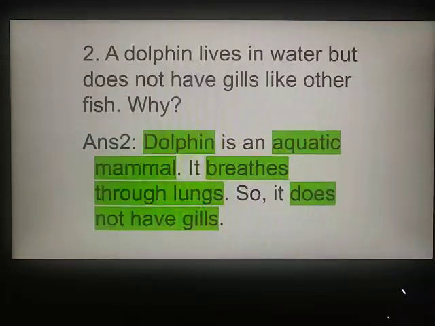Second question is, a dolphin lives in water but does not have gills like other fish. Why? And the answer is, dolphin is an aquatic mammal. Aquatic means it lives in water like a fish, but it is a mammal because of 2 reasons. First is it gives birth to babies, and the second is it breathes through lungs using its blowholes. That is why it does not need gills to breathe, but it can still live in water. So, dolphin is an aquatic mammal. It breathes through lungs, so does not have gills.